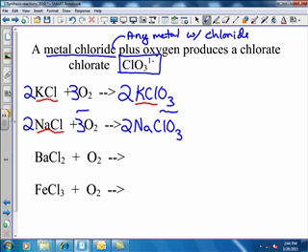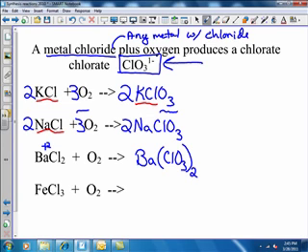So the first issue that you'll have is Ba, in this case, is a +2. And remember, ClO3 is a -1, so I'm probably going to need 2 of those. So my formula is going to be Ba(ClO3)2.